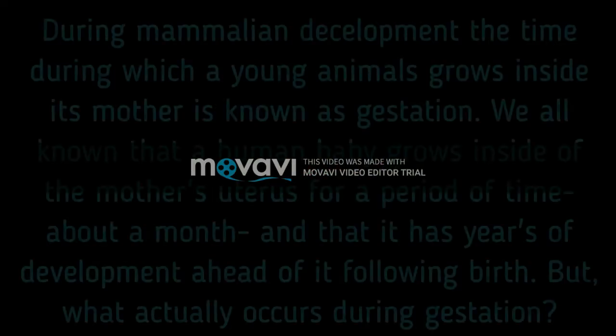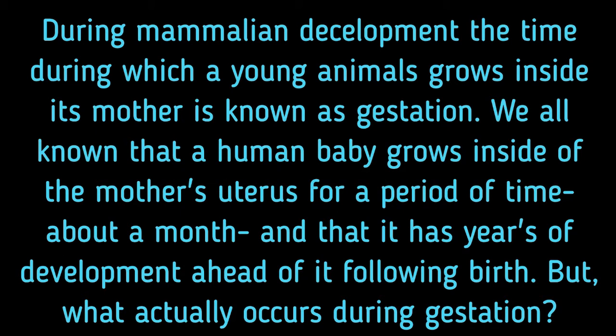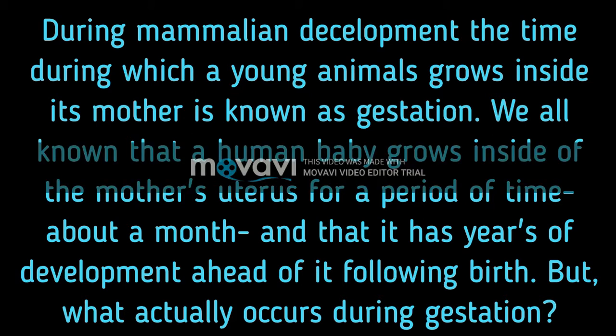During mammalian development, the time during which a young animal grows inside its mother is known as gestation. We all know that a human baby grows inside of the mother's uterus for a period of about nine months, and that it has years of development ahead following birth. But what actually occurs during gestation?